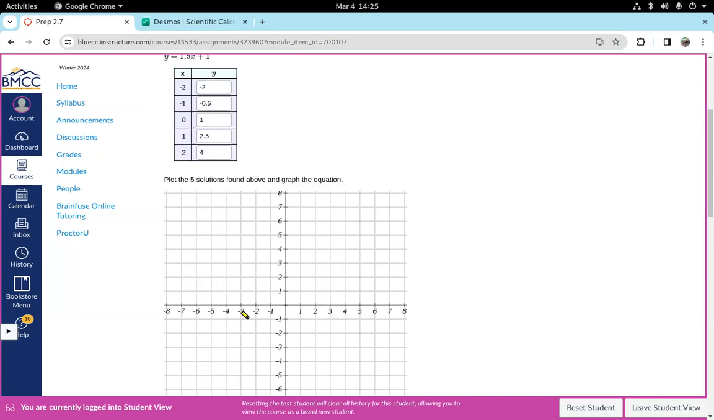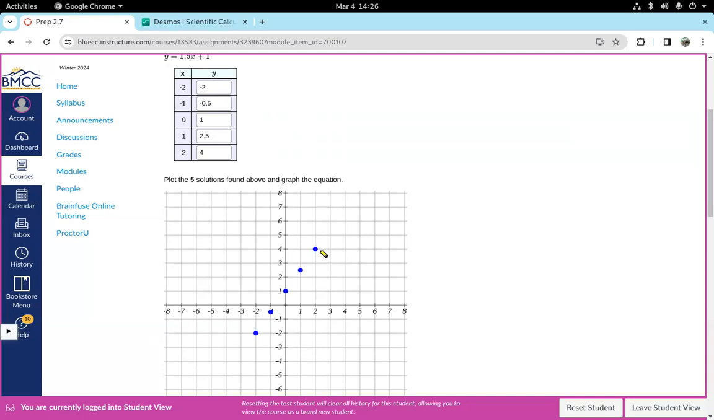So -2, -2, excuse me. And -1, -0.5, that one's a little trickier, should be around there-ish. And 0, 1, 1, 2.5, so x is 1, y is in between 2 and 3, 2.5 should be about there. Oh, look, these are lining up nice. And then 2, 4.